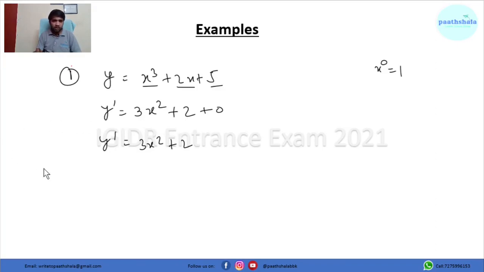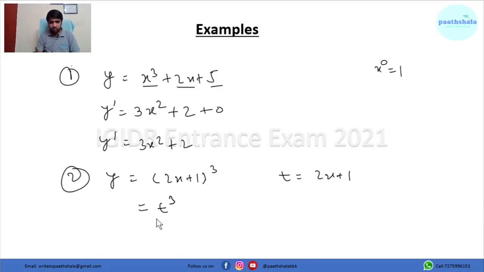Okay, let's move to the second example. So let's say we have y equals (2x plus 1) whole cube. This is the function. Here I'm going to apply the chain rule, because you can see that if we let t equal 2x plus 1, this will become t cube. So first we'll apply it for this t, then we'll apply it for x.